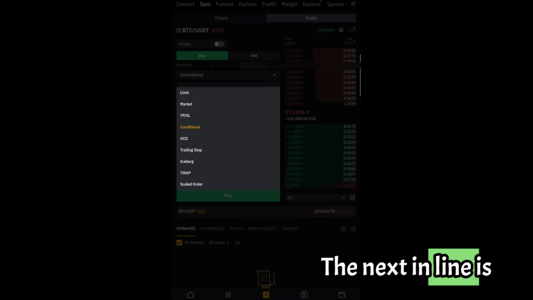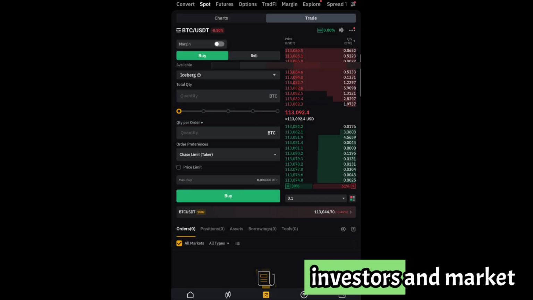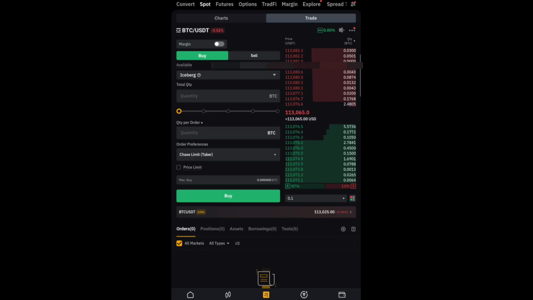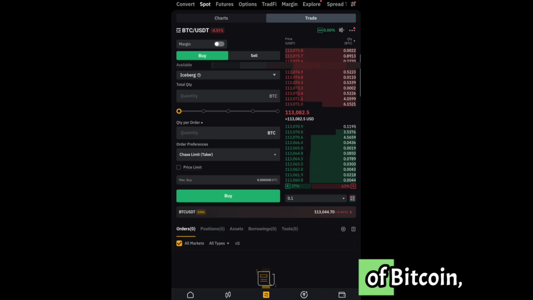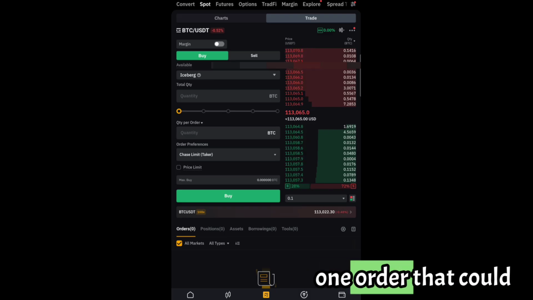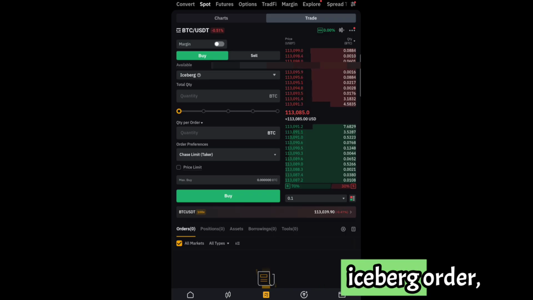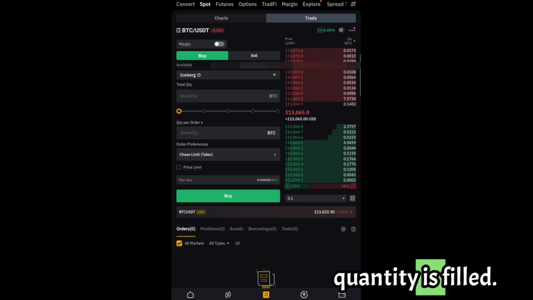The next in line is iceberg order. This type of order is used by institutional investors and market makers to execute large trades strategically. For example, an investment fund wants to purchase $20 million worth of Bitcoin. Instead of placing one order that could affect the market or volatilize the price, they place an iceberg order, breaking the order into smaller units until the total quantity is filled.